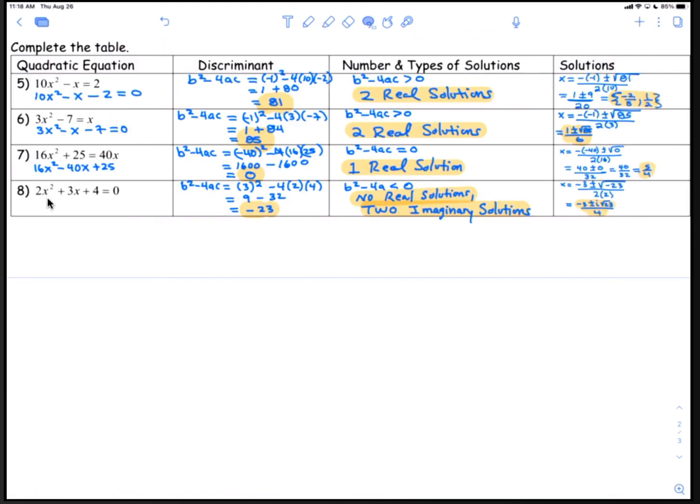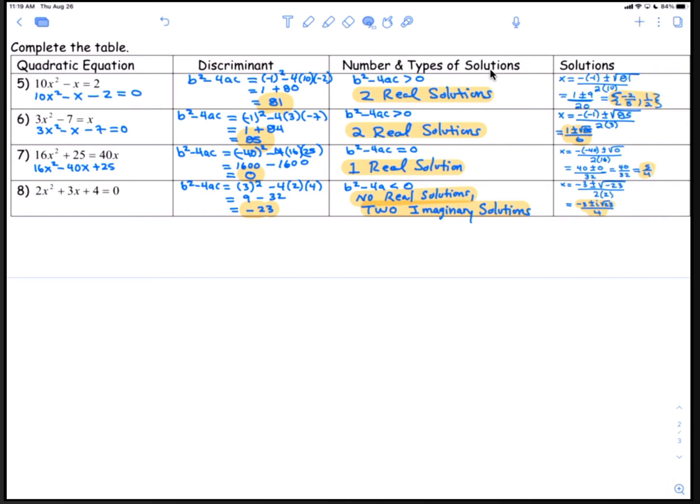For problems 5 through 8, we complete the table. For number 5, we have the equation 10x squared minus x equals 2. First, we want to write it in standard form, so we'll subtract 2 from both sides and set it equal to 0. So a is 10, b is negative 1, and c is negative 2. The discriminant is b squared minus 4ac, which is negative 1 squared minus 4 times 10 times negative 2, which comes out to be 1 plus 80, which is 81.